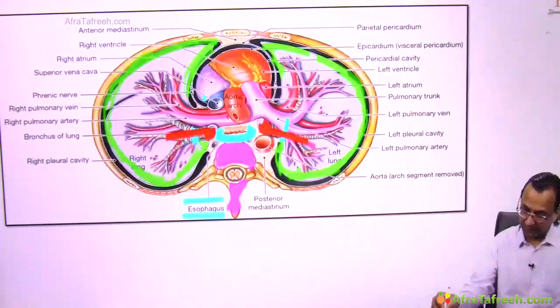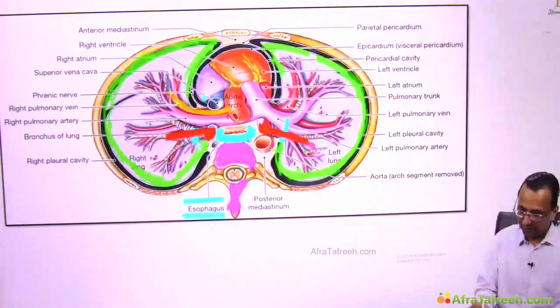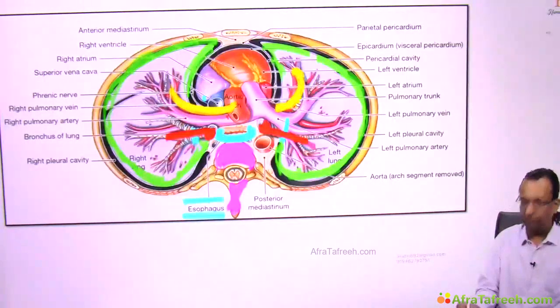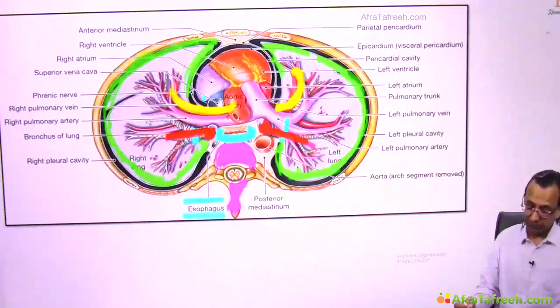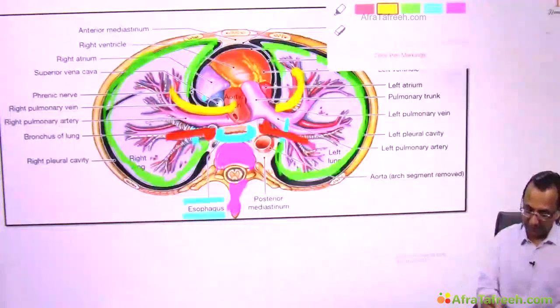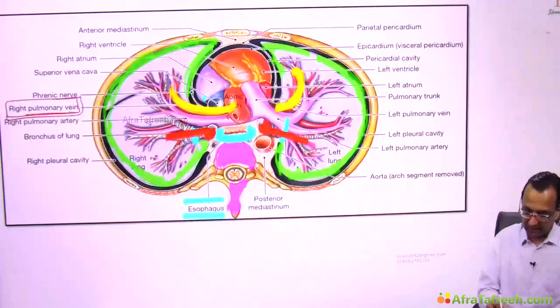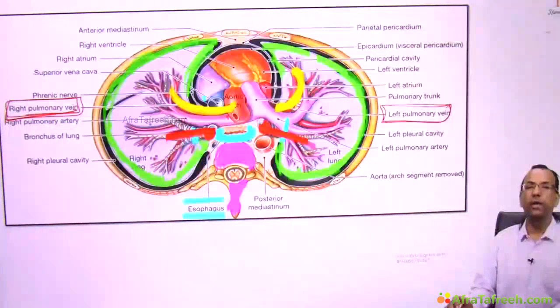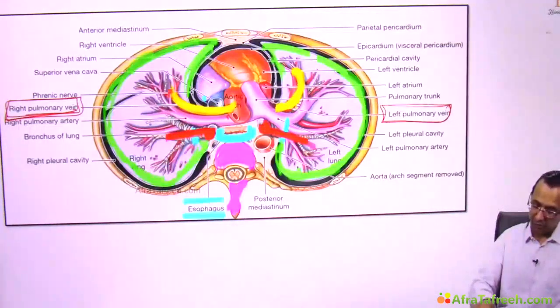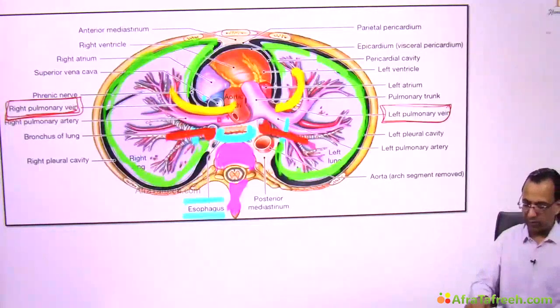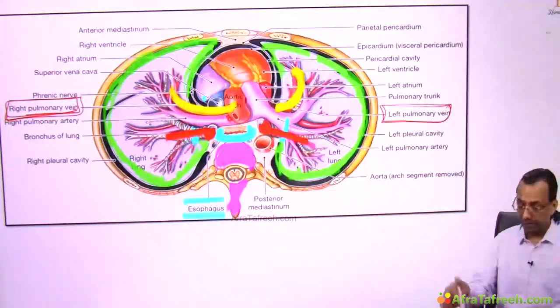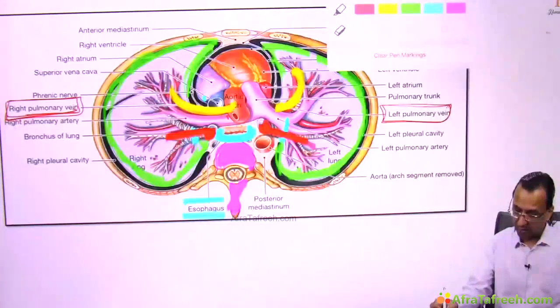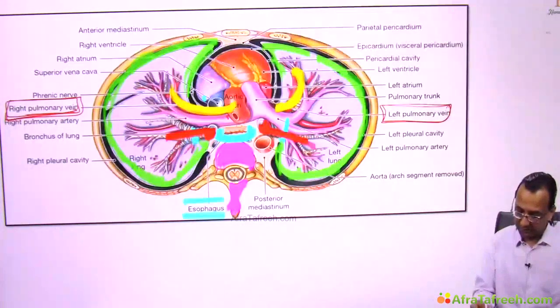So this is the pulmonary vein more anteriorly, the right pulmonary vein, and that is the left pulmonary vein. And what is sandwiched between the vein anterior and the bronchus posterior? In the middle you have the pulmonary artery. So this is going to be the pulmonary artery here.